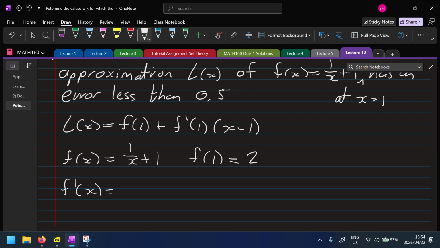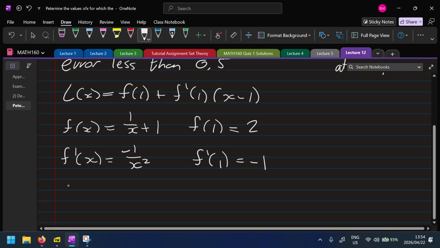What's that? Minus 1 over x squared. Good. Okay, so f prime at 1, that will just be minus 1. So we got our values. If this was the quadratic, you'd have to find f double prime then. So that's the linear one.